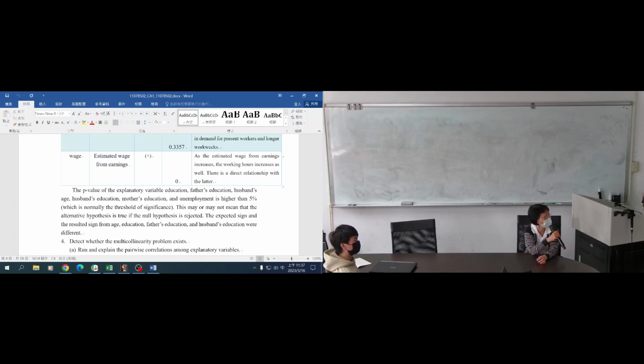And then for the expected signs, the summary is that age, education, father's education, and husband's education were different from the resulted sign.